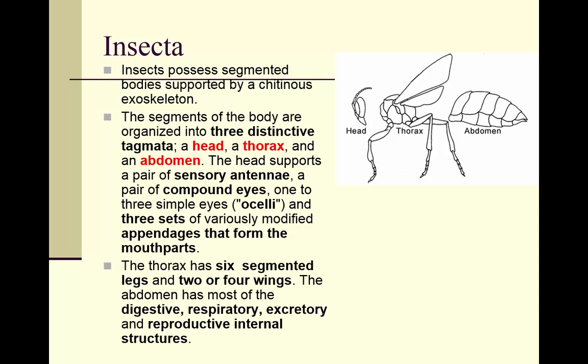The head has a pair of sensory antennae, a pair of compound eyes, and 1 to 3 simple eyes, ocelli. And then there are 3 sets of other appendages that are modified to form mouth parts. The thorax has 6 segmented legs and anywhere from 2 to 4 wings. The abdomen is where you find most of the digestive, respiratory, excretory, and reproductive internal structures.